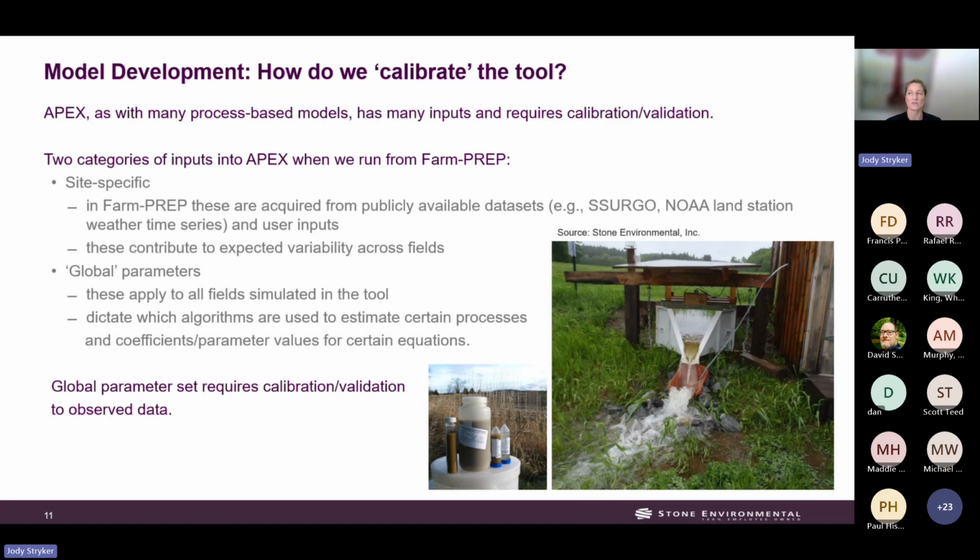And these global parameters are the focus of model evaluation efforts for us. So this is where we bring in observed data and try to make sure the model is doing a good job at representing the various processes that we're most interested in. And for a tool like Farm Prep, we want to do that across as many actual real life field sites and with as much real measured data as possible.